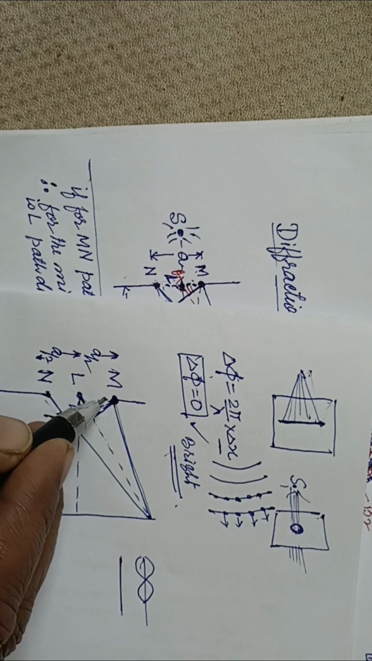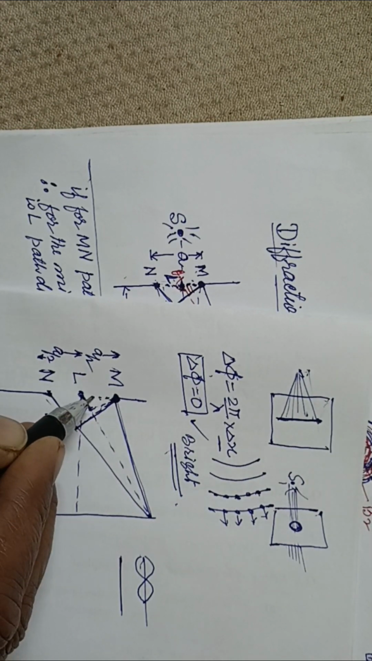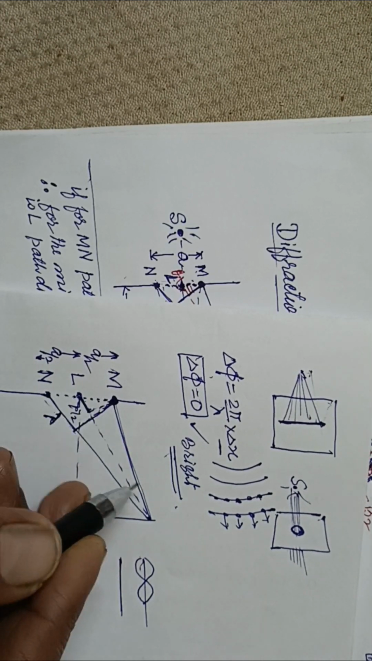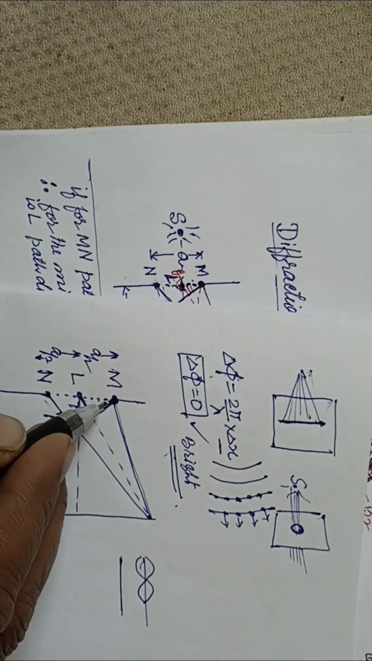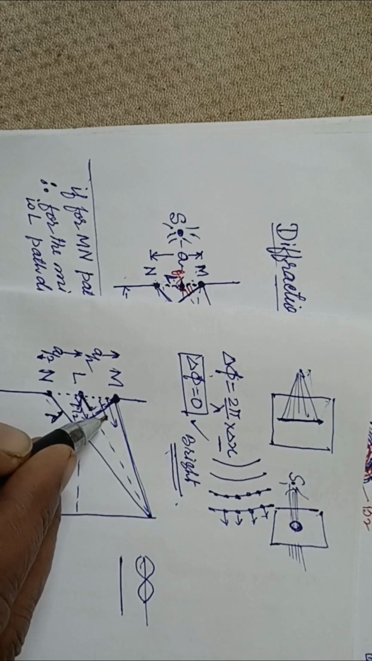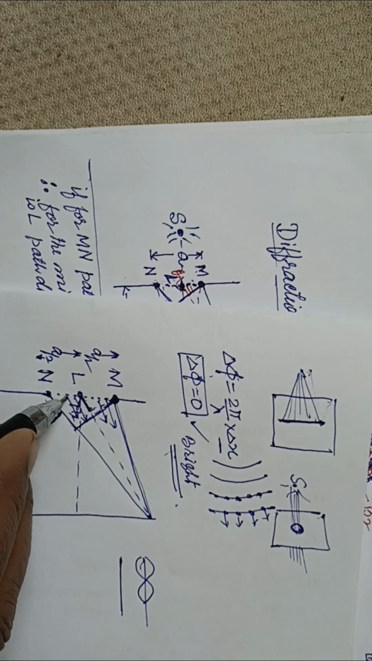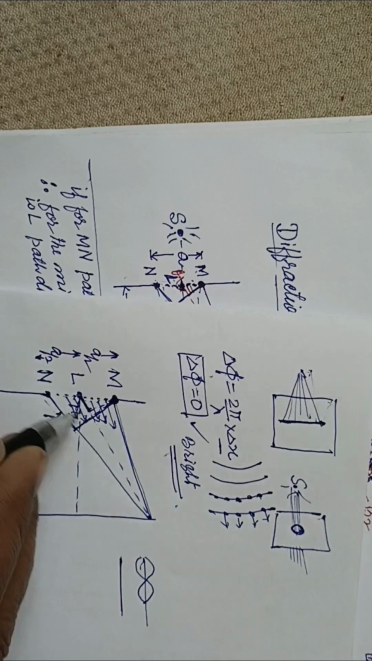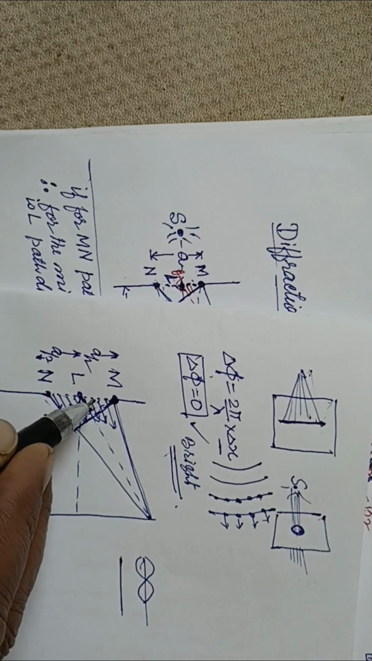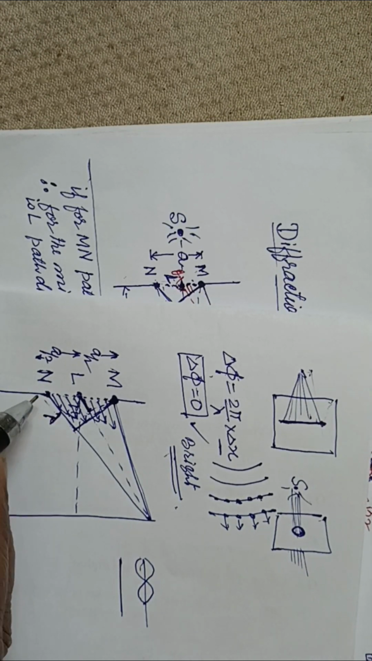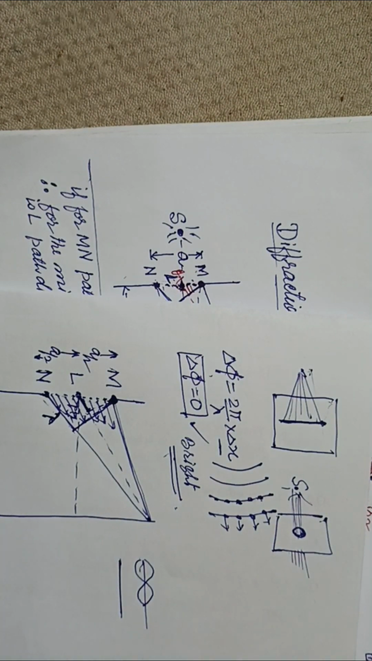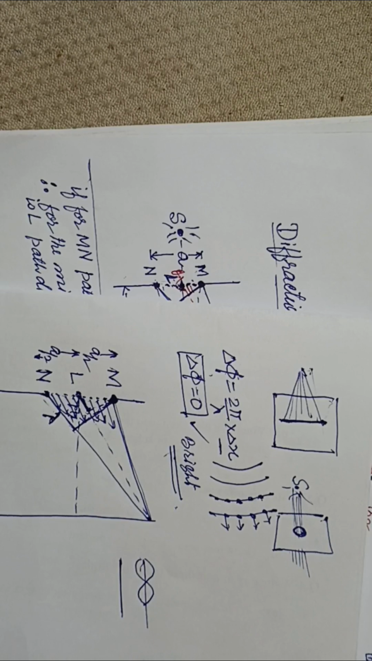So it means that the other wavelets from here, the respective wavelets, will also reach in the opposite phase. The ones which come from here and from here will be in opposite phase. Like that, all the other wavelets coming out from these wavelets are reaching in the opposite phase, and the resultant is 0, meaning they are neutralizing each other.